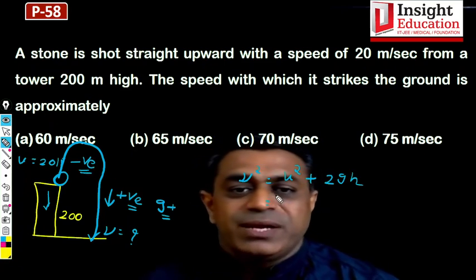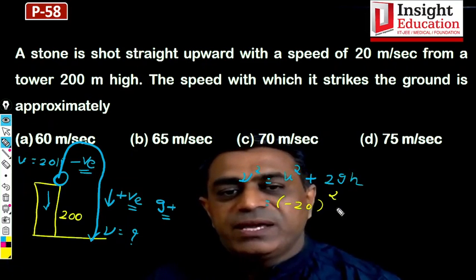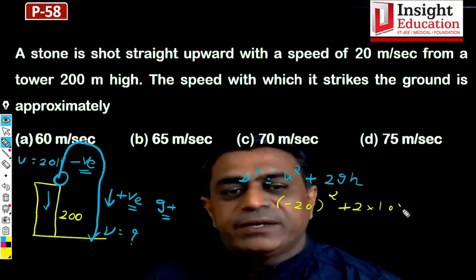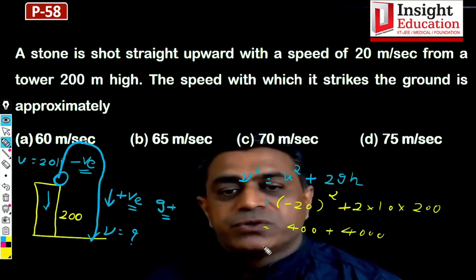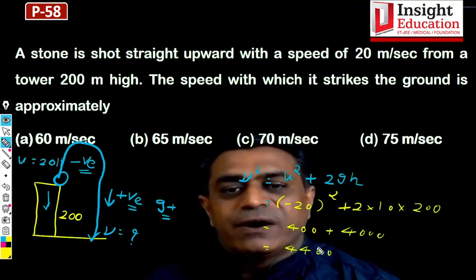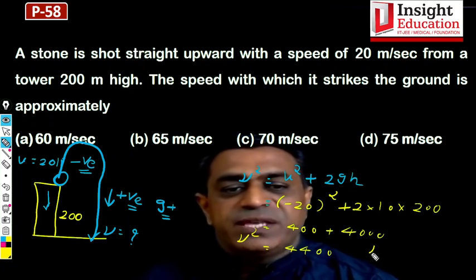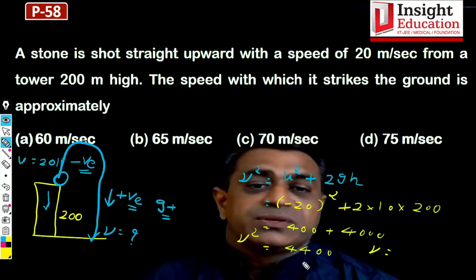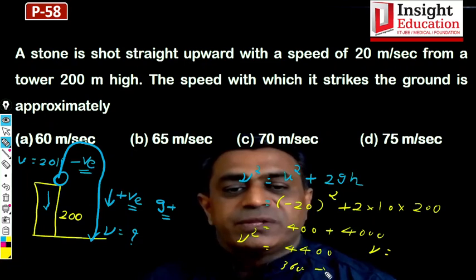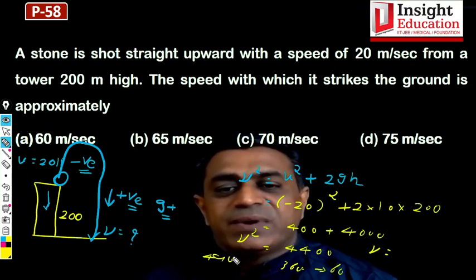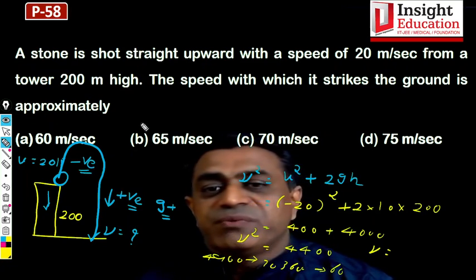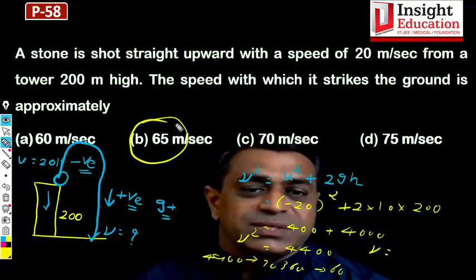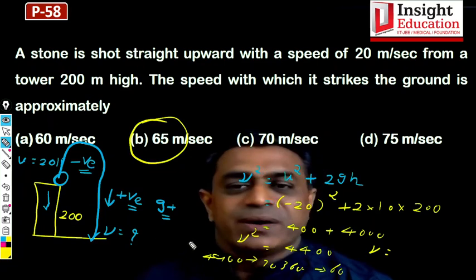So now replace the value of u. That is minus 20 whole square, plus 2 into 10 into height, and the height is 200. So there is 400 plus 4000, total 4400. So that is v square. So v is equal to, if it is 3600, then 60. If it is 4900, then 70. So it is between 60 and 70, and the answer should be about 65 meter per second.